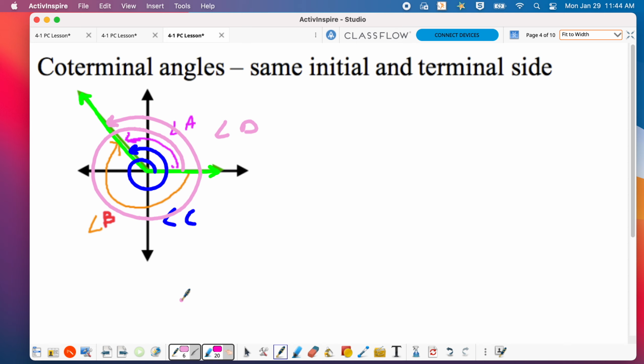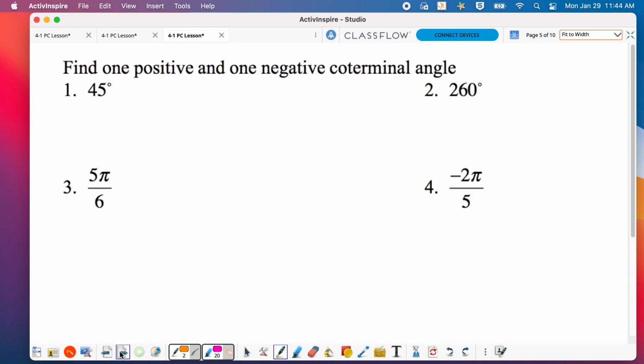We can play that game for days, because if I wanted to, I could start here, rotate around a whole bunch of times, I don't even know how many times, and stop here, and angle E would also be coterminal. As long as you have the same initial side and the same terminal side, the angles are going to be coterminal. So what I'm going to ask you to do now is we're going to find one positive and one negative coterminal angle given an angle.